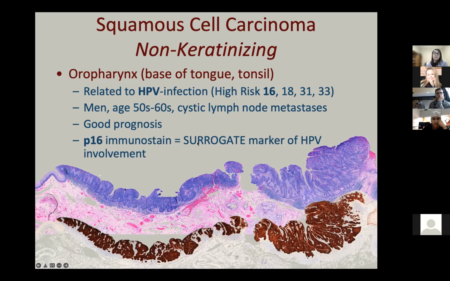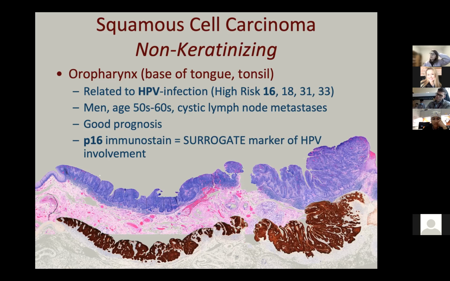P16 being a surrogate marker for integration of a high-risk virus into the patient's genome. So those high-risk virotypes are most commonly type 16, but can also be 18, 31, 33, 45, 54. There's like 18 to 20 of them. Most commonly, it's high-risk 16. This is certainly mostly presenting in middle-aged-ish men, but certainly can be in women.